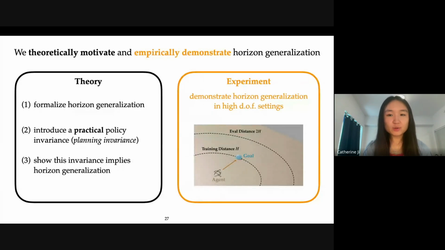Specifically, we're going to demonstrate that horizon generalization exists in high degree of freedom settings. So just to quickly recap, we went through the motivation for horizon generalization and introduced some objects that allow us to prove that policies that generalize over the horizons do exist. However, this isn't to say that quasi-metric policies are the only ones to exhibit horizon generalization. So we are going to investigate these properties for various algorithms and formulations within our empirics.